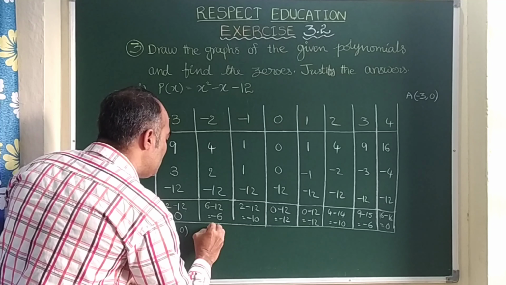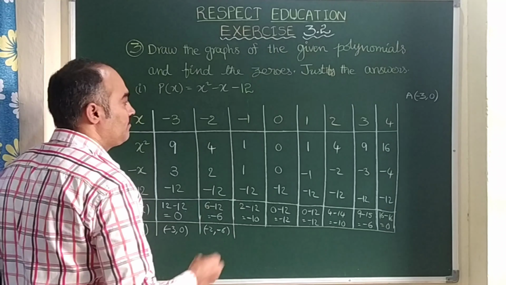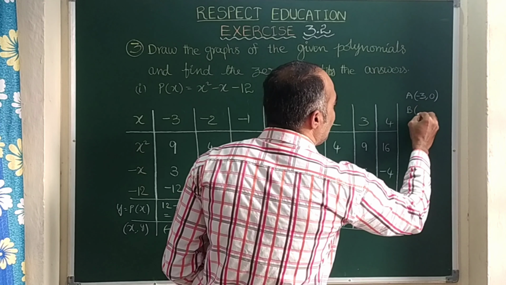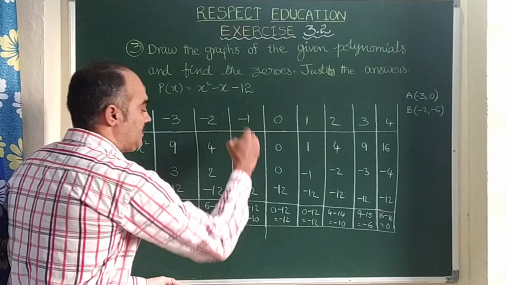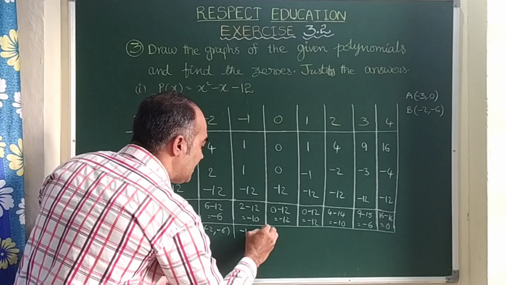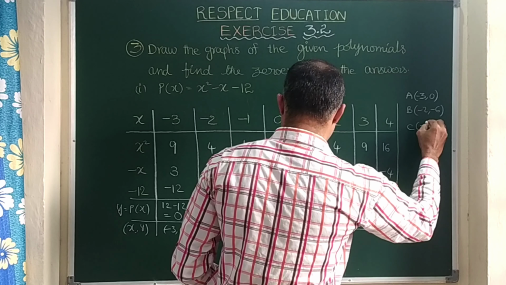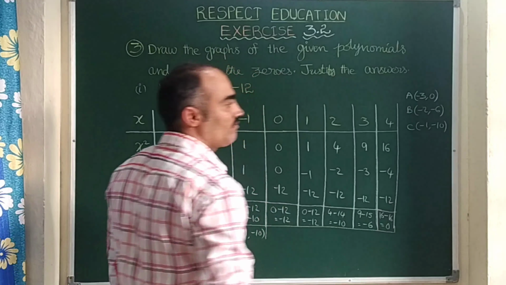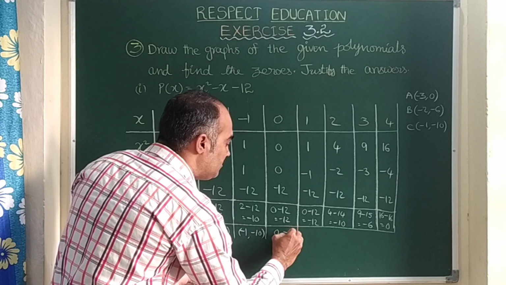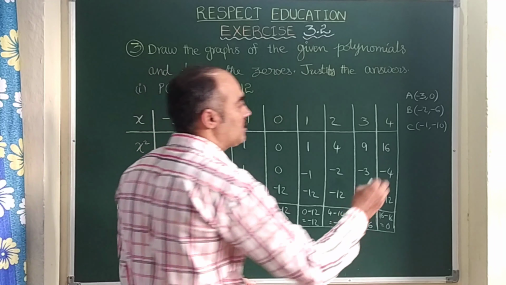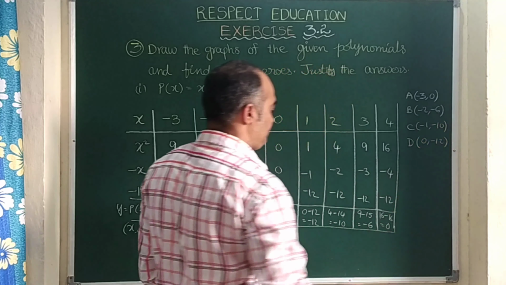Here x is minus 2, corresponding y is minus 6. Minus 2 comma minus 6. I am taking it as B. Third value, x is minus 1, whereas y is minus 10. So I write it as C, minus 1 comma minus 10. Now the fourth point, x is 0, corresponding y is minus 12. So it is 0 comma minus 12. That fourth point I am taking as D.